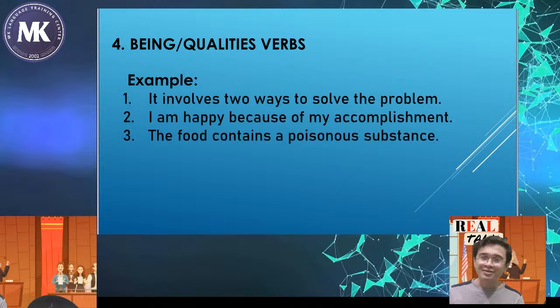For example sentences, we have: It involves two ways to solve the problem. So this one also shows being. I am happy because of my accomplishment. This one shows qualities, or sometimes being also, what, the quality of being happy, right? And: The food contains a poisonous substance. Okay, this one shows being as well, or qualities. So these are the four major types of stative verbs.